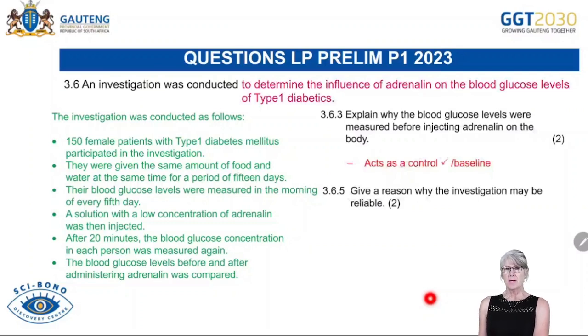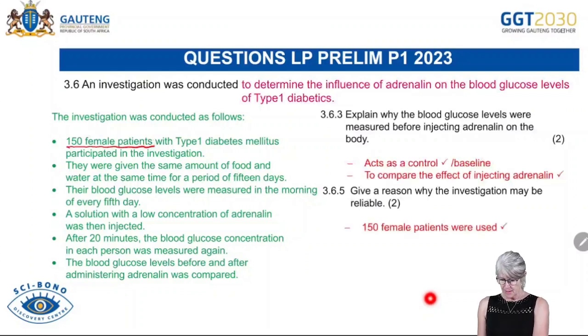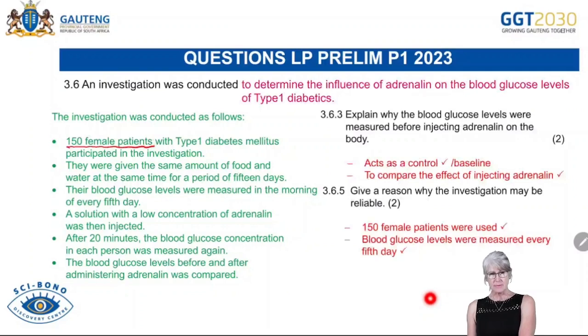All right, and then the next one, they say, give a reason why the investigation may be reliable. Remember, reliability has to do with the size of the sample or the number of times we carry out the investigation. We might repeat it, or do a whole lot of measurements and then work out an average. But here, specifically, they told us they used 150 female patients, and the blood glucose levels were measured every 5th day. So this is why we can say the results are reliable.